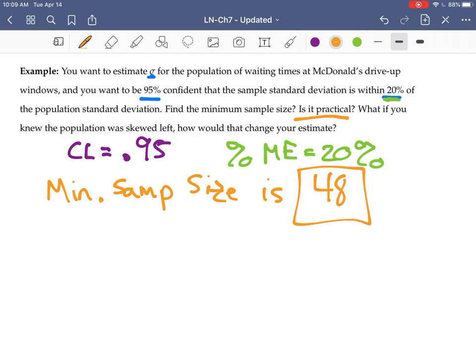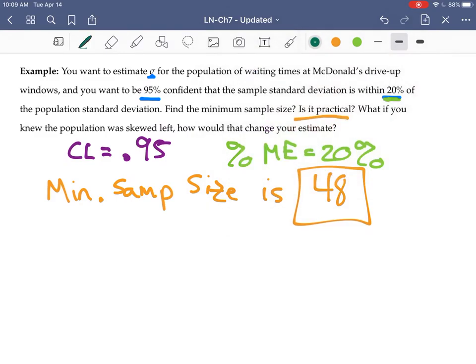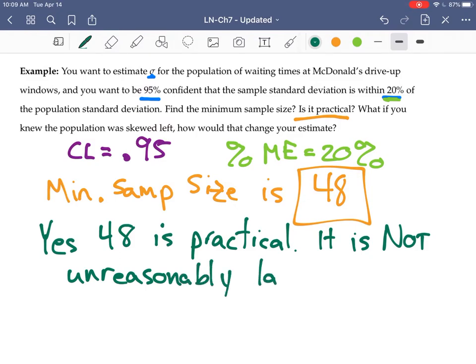Is this sample size practical? So could we observe 48 people waiting at a McDonald's drive-thru? Yes. Yes, 48 is practical. It is not unreasonably big, or not unreasonably large.